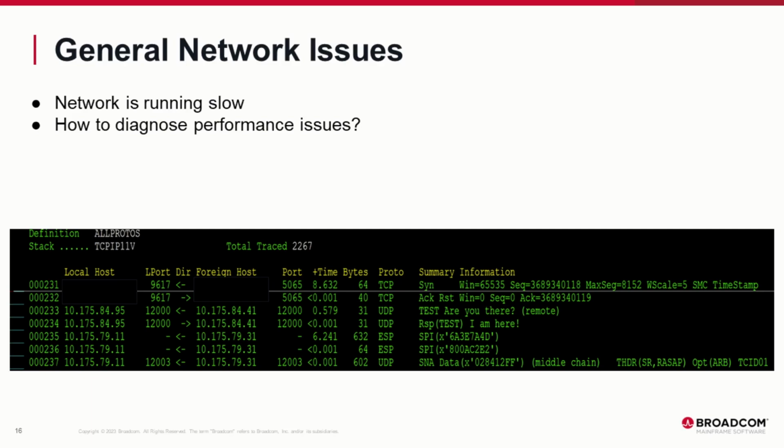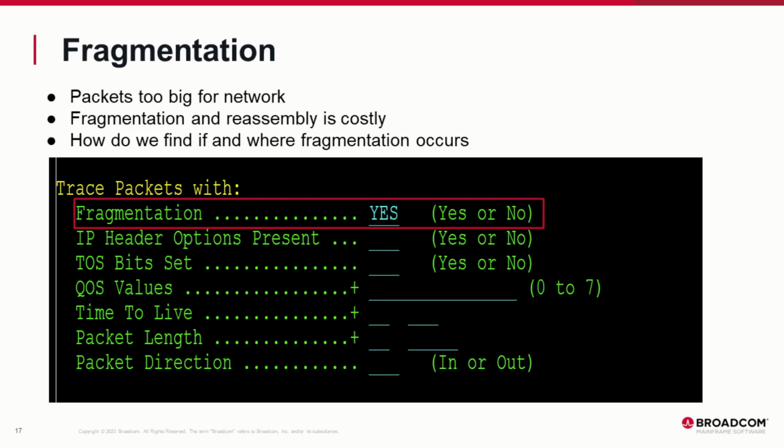So I mentioned a little bit that these big packets might be causing us problems, right? And one reason that might be causing us problems is because of fragmentation, right? So now we'll talk a bit about fragmentation.